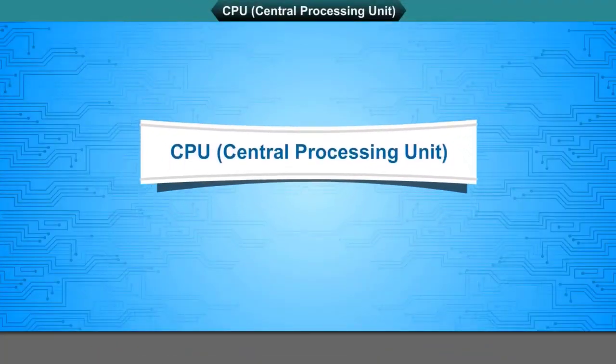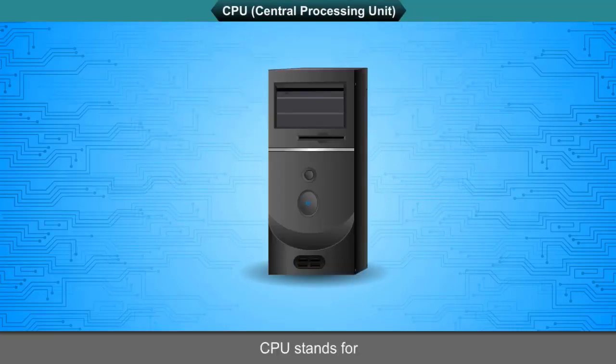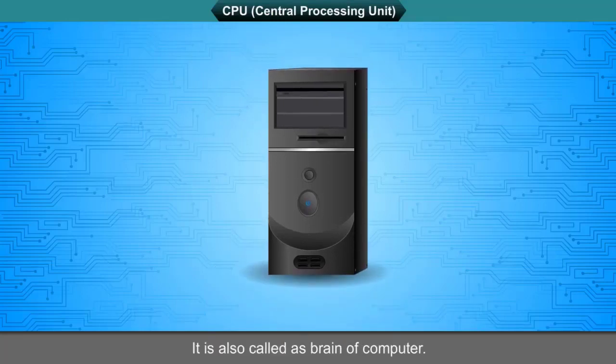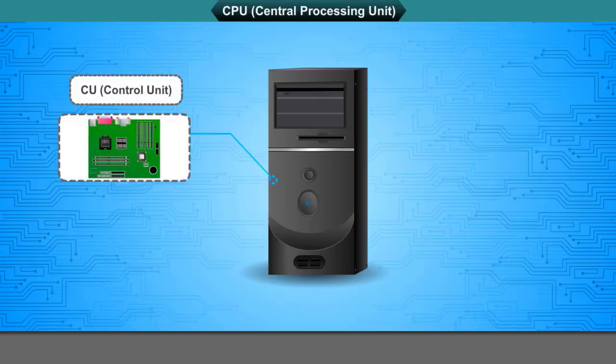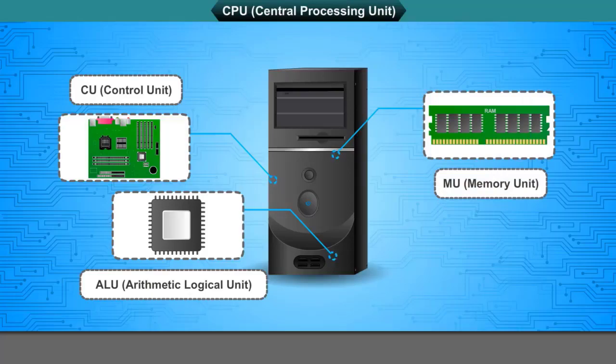CPU. Central Processing Unit. CPU stands for Central Processing Unit. It is also called the brain of the computer. All the processing work is done by the CPU. CPU has three parts. CU, control unit. ALU, arithmetic logical unit. MU, memory unit.